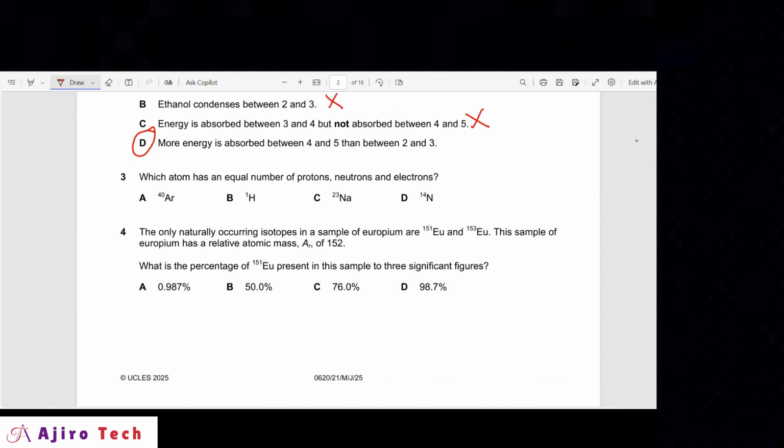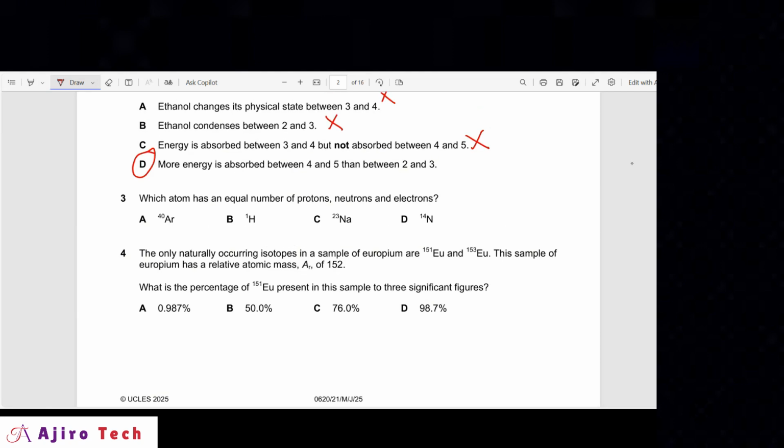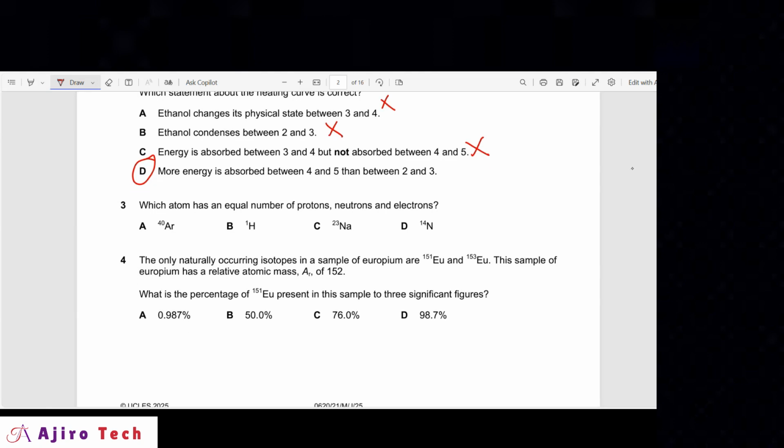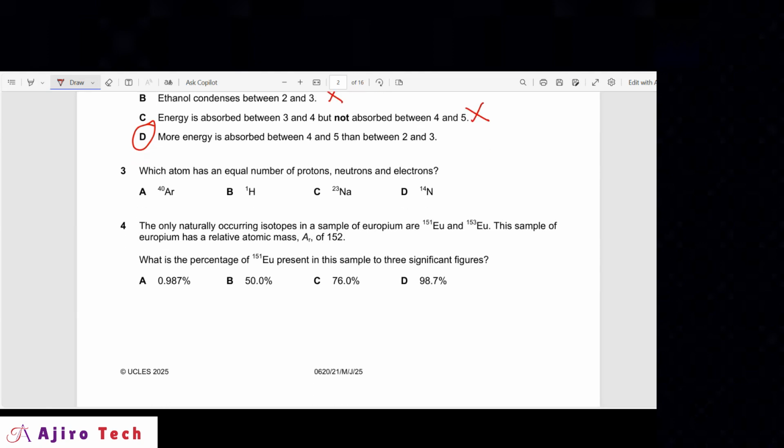All right, for question 3, we have: which atom has an equal number of protons, neutrons, and electrons. So for this particular question, you have to look at the periodic table to know the proton numbers of each of these elements. But we know argon is basically 18. So argon is 18, and then there is a mass number of 40. So with argon 18, definitely the protons are 18. The electrons are going to be 18 as well, because it's a neutral atom.